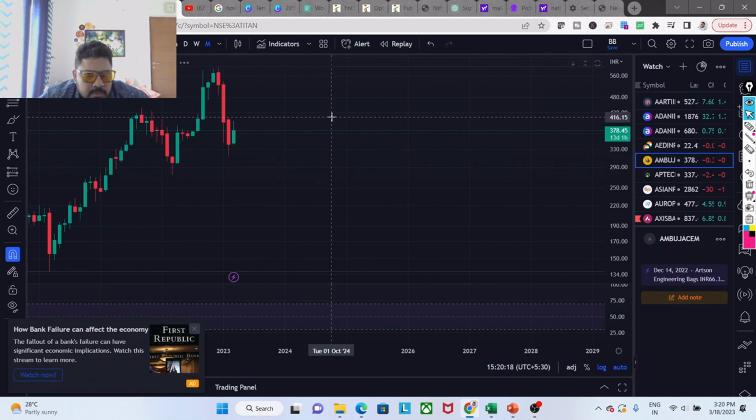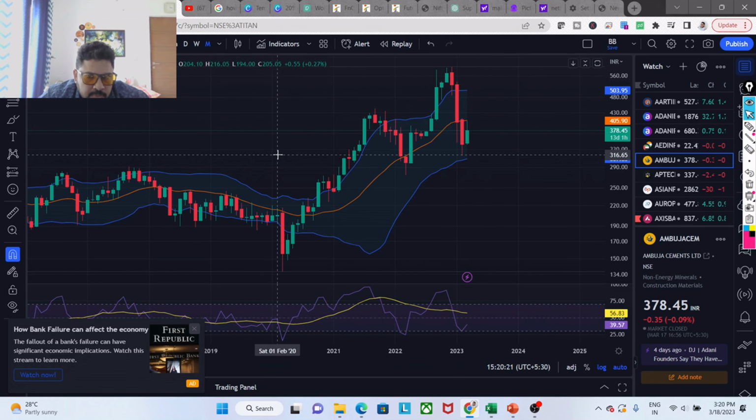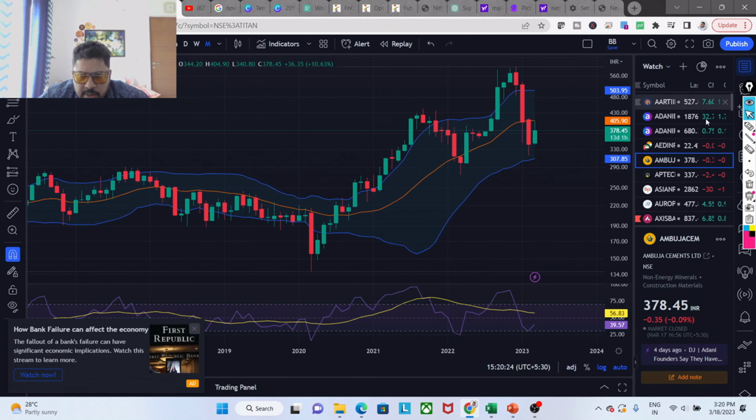So let's check Ambuja Cement. Ambuja Cement has given you an entry here. This candle's high was taken out by this candle. So here is the point where you have to enter, which is 170, and you could have exited here, which is at 405. Or if any candle closes below, you can exit, or you can add more here. But what happens in this scenario is that it made a new high, and now it is in a sideways consolidation phase.